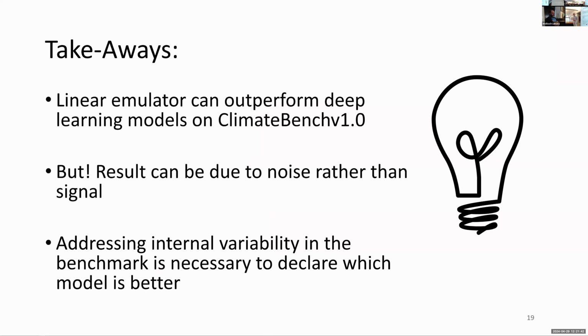Okay, so the key takeaways: the linear emulator could outperform all deep learning models on this existing benchmark data set, but the result was rather due to the noise, the internal variability, than the signal that we wanted to predict. And addressing this noise in a benchmark was necessary to declare which model actually is better.